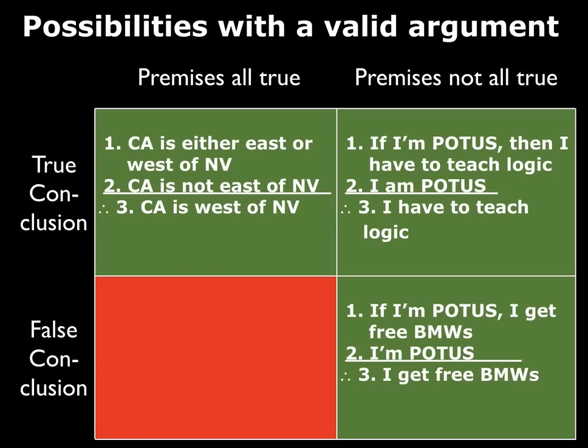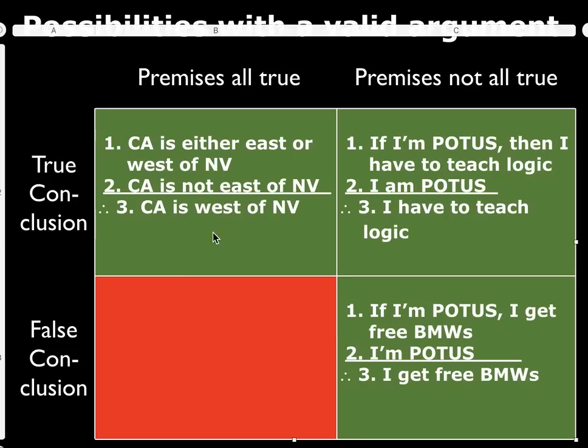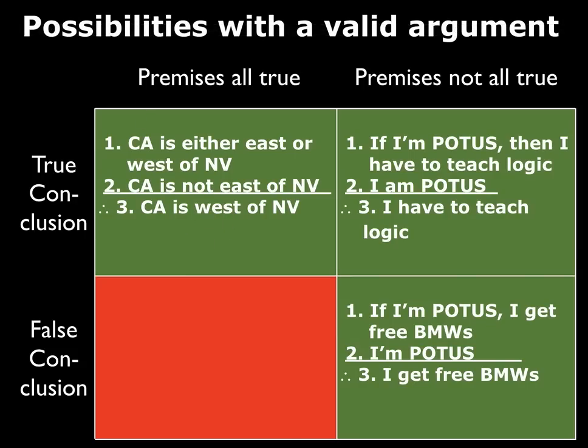So here are the possibilities. If an argument is valid, then anything in green is possible, but there's something that's ruled out, and that's really important. So in this column, the premises are all true, and in this column, the premises are not all true. And then here in row 1, we have a true conclusion, and in the second row, a false conclusion. So this square here, is it possible for an argument to have all true premises and a true conclusion? Yeah, a valid argument could have that, definitely.